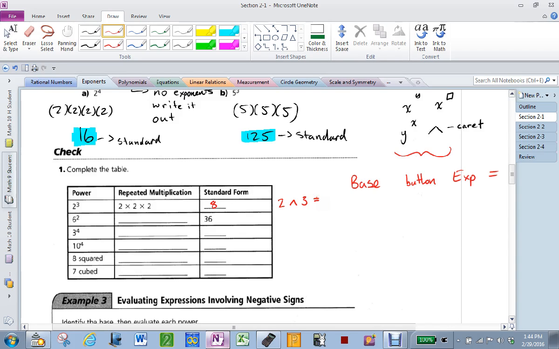Yes. So fill in this chart. What is this one? 6 times 6, 36. How do I get that on my calculator? 6 exponent 2 equals. Got it? Do the rest. Yep.